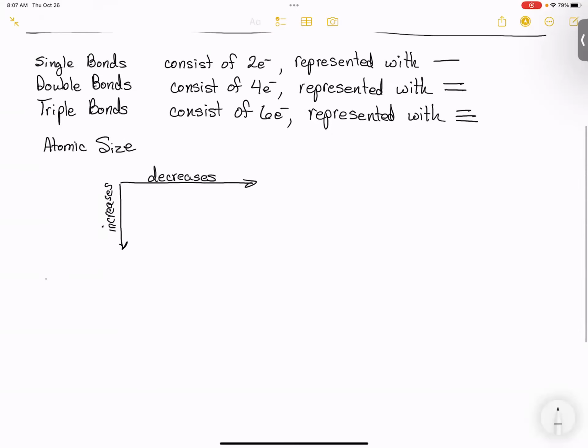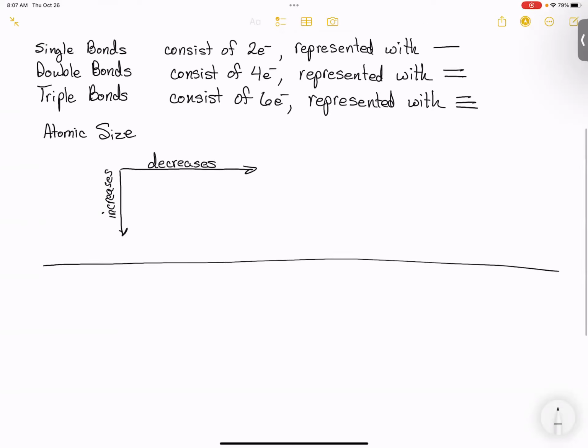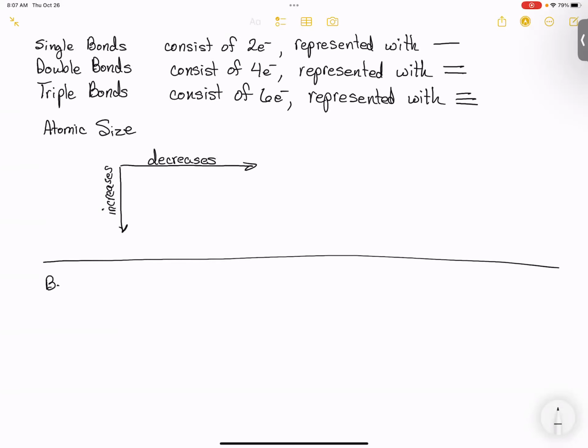So let's get into bond length. What is bond length? Well, it's the distance between two atomic nuclei. Basically, the distance between the nucleus of two adjacent atoms.